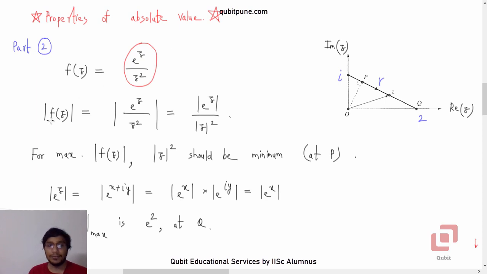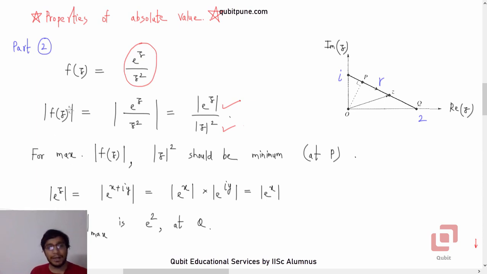Fine. So if we take the absolute value of f of z, it is going to be the absolute value of e to the power z upon z squared, which can now be written as the absolute value of e to the power z divided by the square of the absolute value of z. Again, all these things follow from the properties of the absolute value. Now you may comment on this.